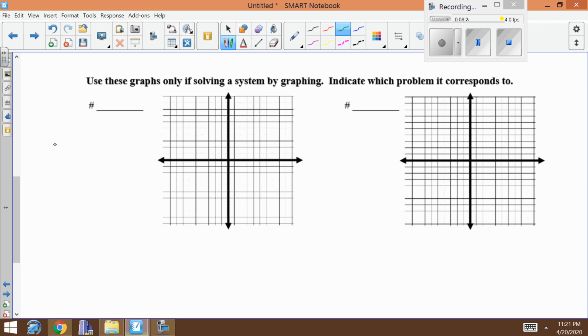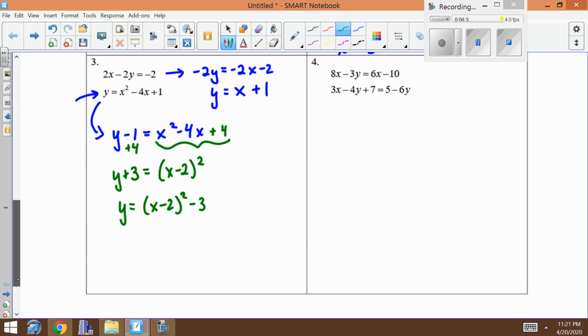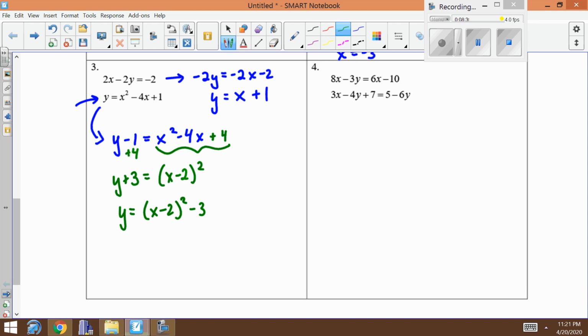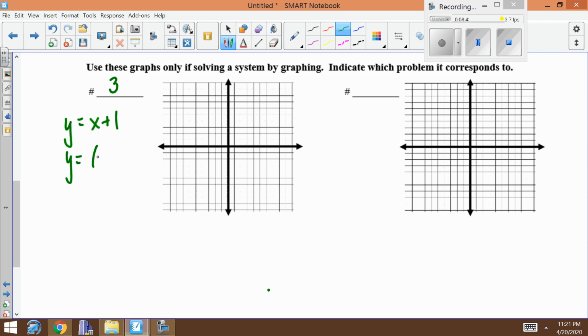So here are our first, so this was number 3. We've got y equals x plus 1 was our line, and our parabola was y equals (x minus 2) squared minus 3. So let me write that down. y equals (x minus 2) squared minus 3.